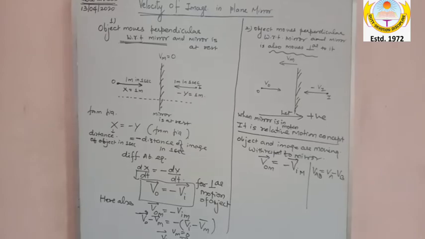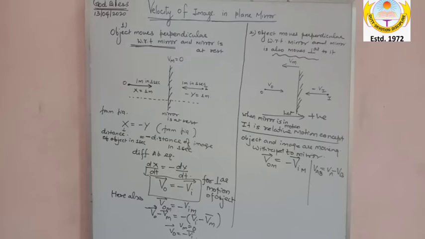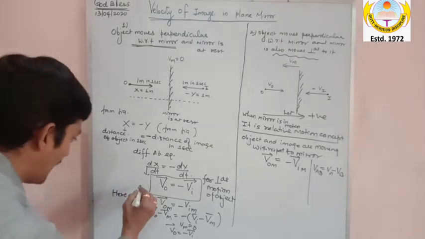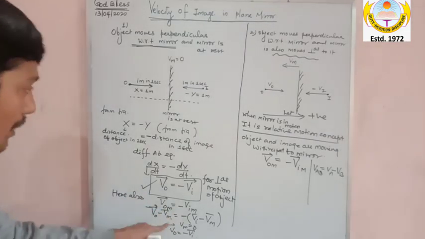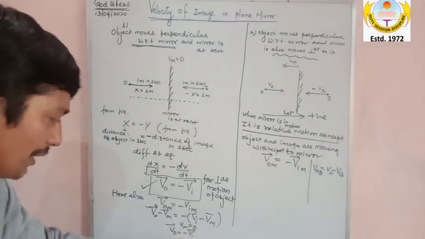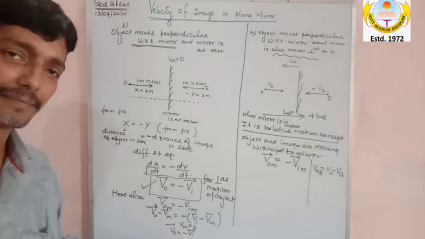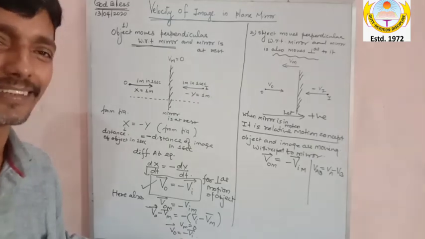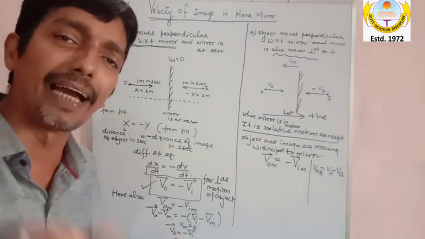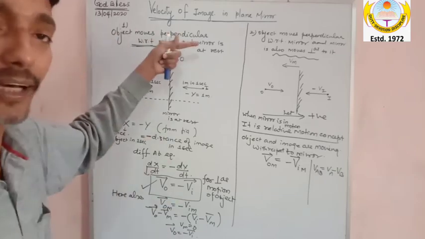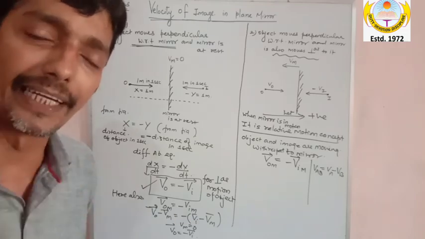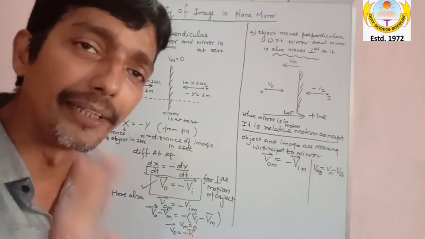I hope it is clear. VO vector, right? So this is the same proof I am getting with respect to mirror also. But here in this case mirror is at rest, so VM is equal to 0. Ultimately the answer is VO vector is equal to minus VI vector. I hope it is clear. So simple. If mirror is at rest, my dear, the formula is VO vector is equal to minus VI vector. That is, if the object moves perpendicular and the mirror is at rest, and if the speed of the object is say 19 meter per second, then the speed of the image will be minus 19 meter per second.